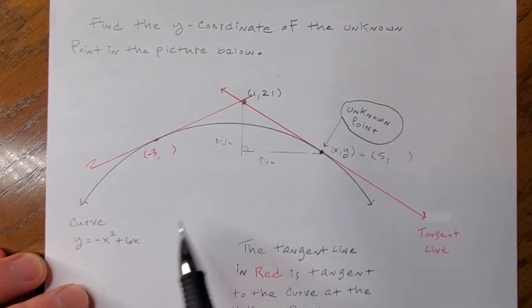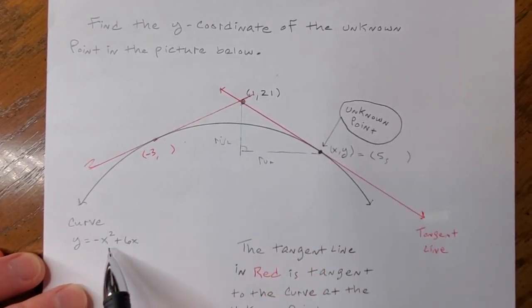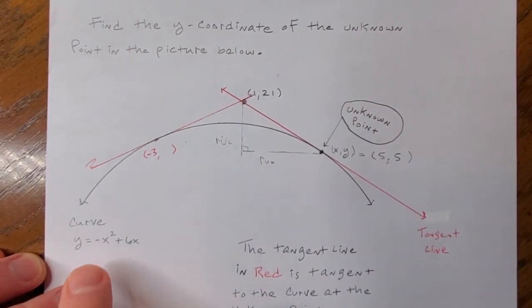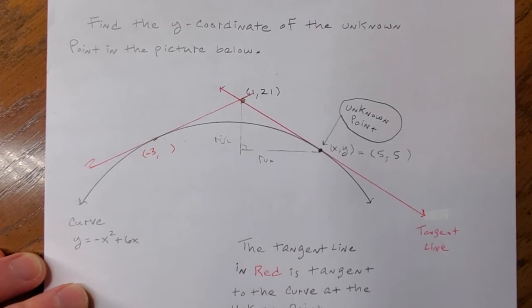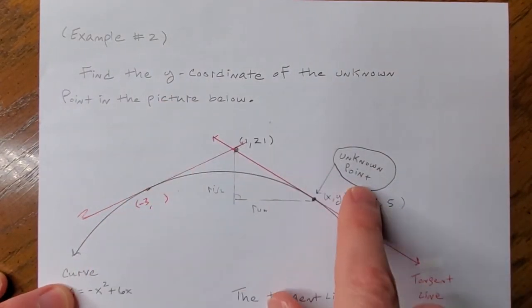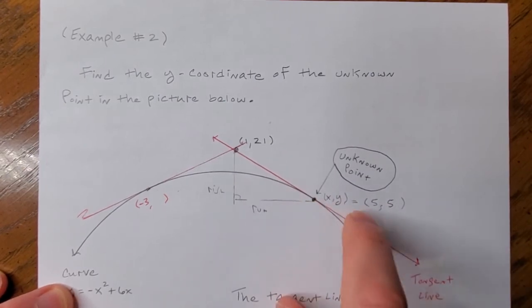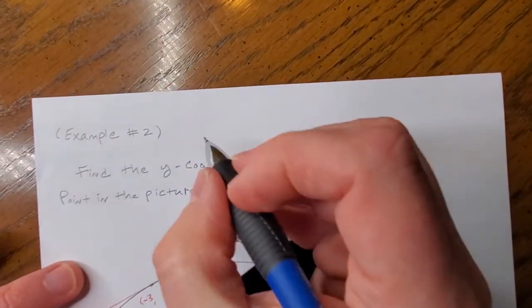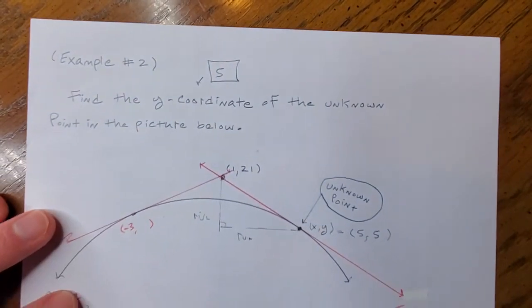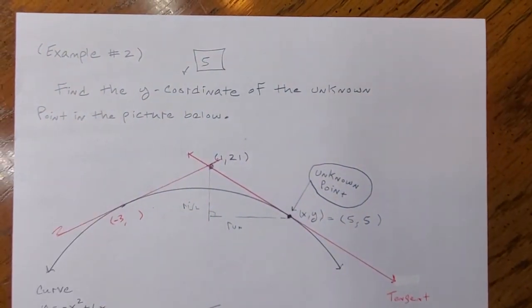Well, again, on the curve, y is negative x squared plus 6x. So that's going to make the y also 5, right? Because that's negative 25 plus 30. That's 5. So my answer, the y coordinate of that point right here needs to be 5. All right. So my final answer I'll put here. If it's on WebAssign, you just type in a number. 5 is it. Okay?